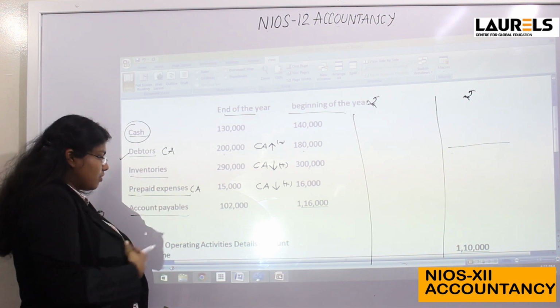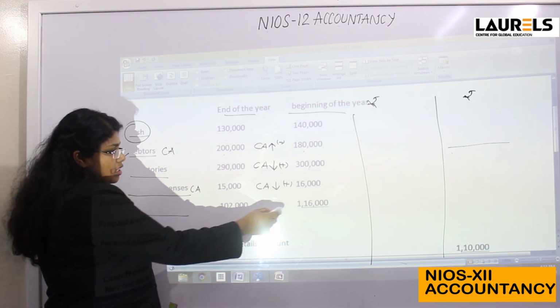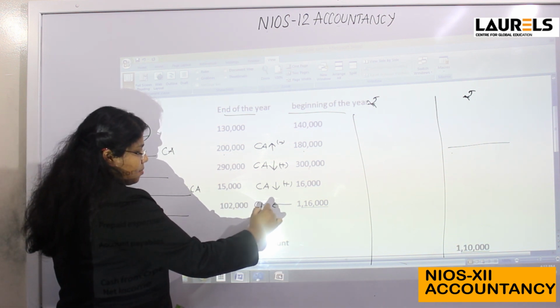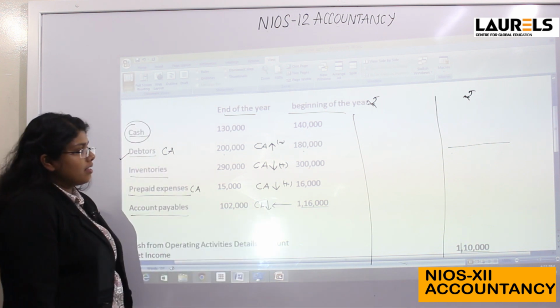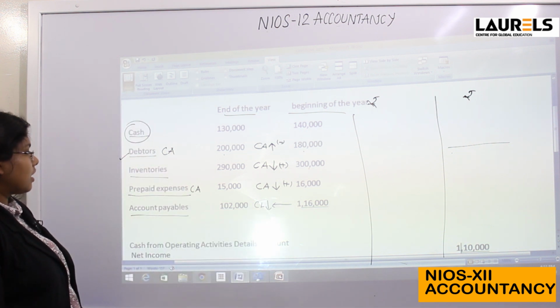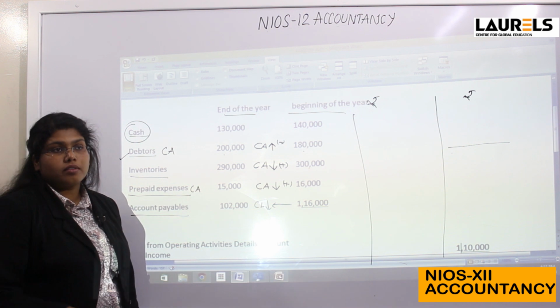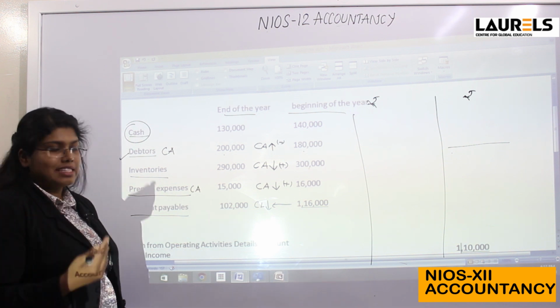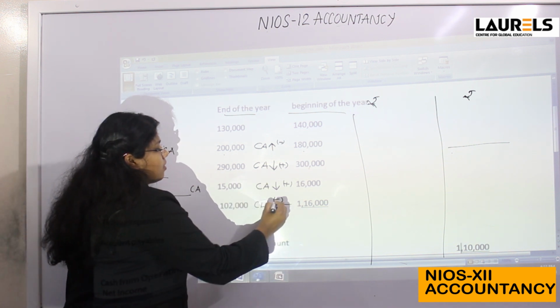Then you have your liability, which is accounts payable. Accounts payable has decreased, current liabilities decrease. Add or minus? Current liabilities decrease means what? You have paid it off, that means less cash, therefore we minus.